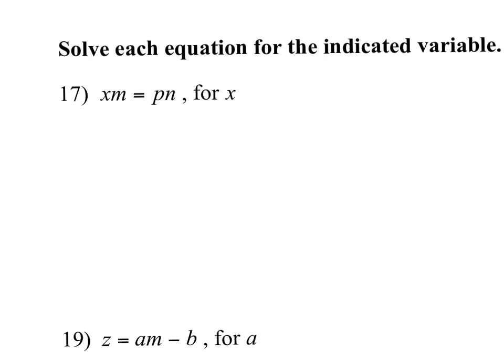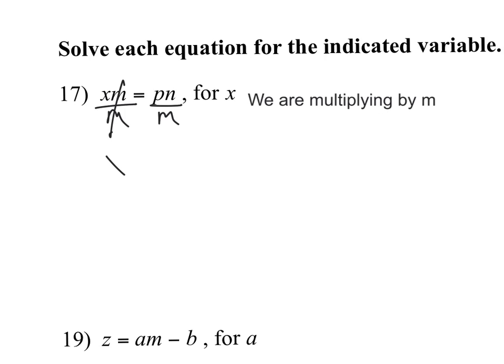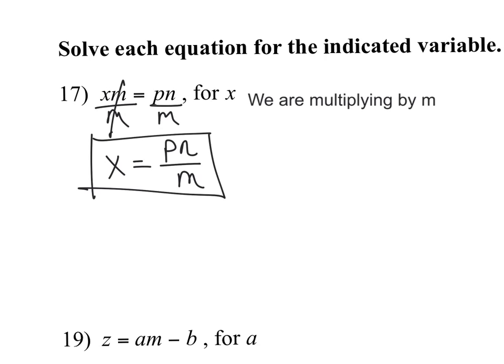Here's an important skill for us: to solve formulas for particular variables. xm is equal to pn. We're looking to get x by itself, so what are we doing to the x? We are multiplying x by the number m, whatever m is. So in order to undo multiply by m, we have to divide by m. So dividing by m, the m's cancel, x is equal to pn divided by m. Now we've solved for x.